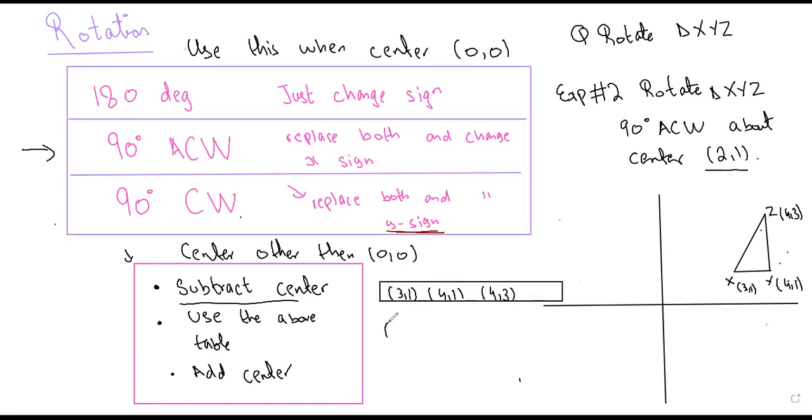3, 1 is going to become what? First, you need to subtract the center. So when you subtract 2, 1 from 3, 1, what would it become? Yes. What do you think? 1, 0. It would be 1, 0. Very good. Excellent. All of you, Rania, Saneem, and Turhan. This would be 1, 0. And 4, 1 would become 2, 0. Very good. 4, 1 would become 2, 0.